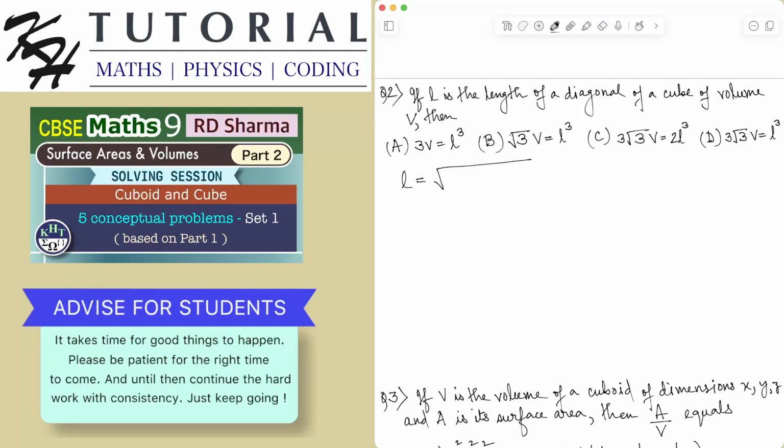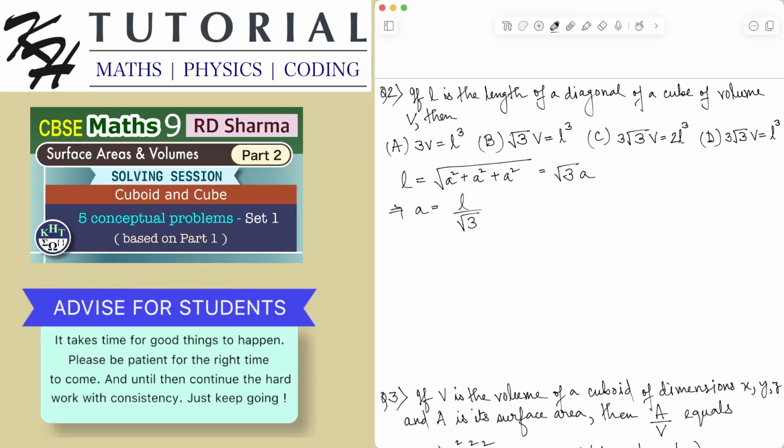In case of a cube, since L, B, H are all the same, consider the side length of the cube to be A. So we have square root of A square plus A square plus A square, which is equal to square root of 3 into A. So square root of 3 into A, considering A to be the side length of the cube, is given as L. So over here we can say the side length is equal to L by square root of 3.